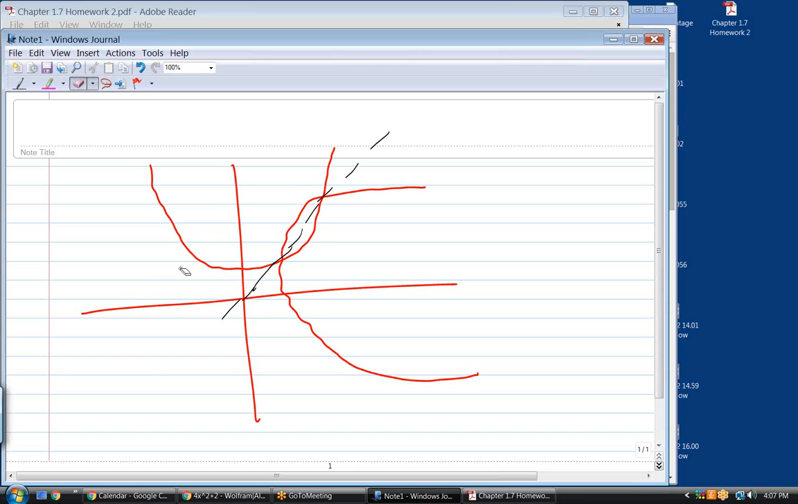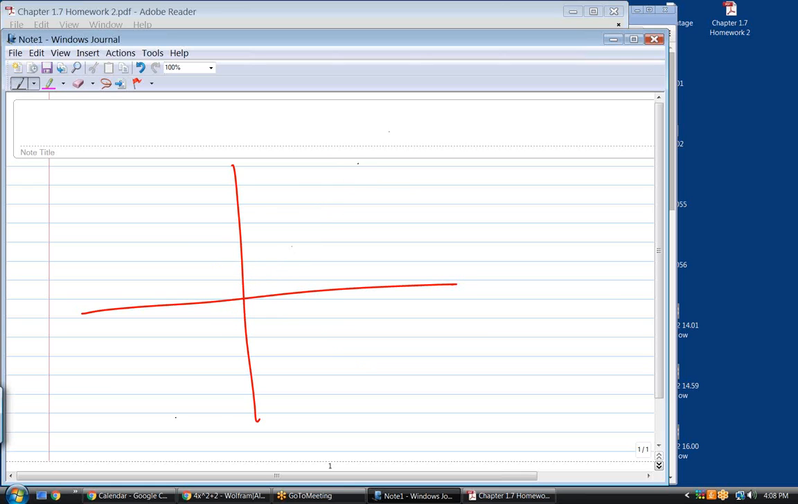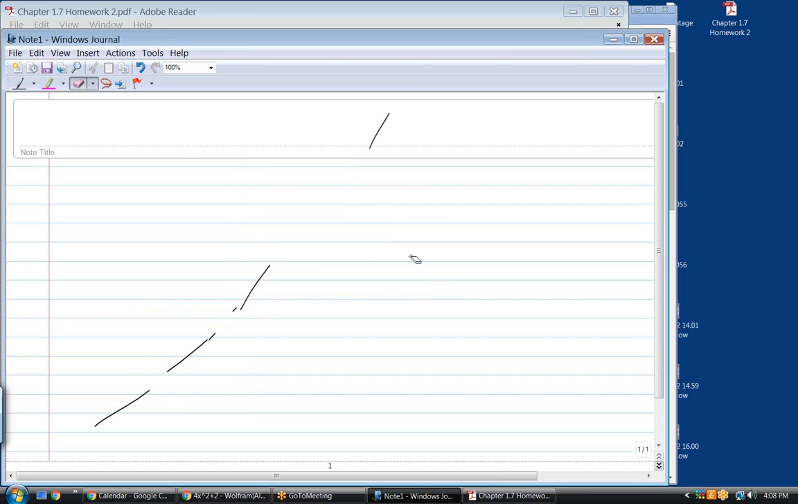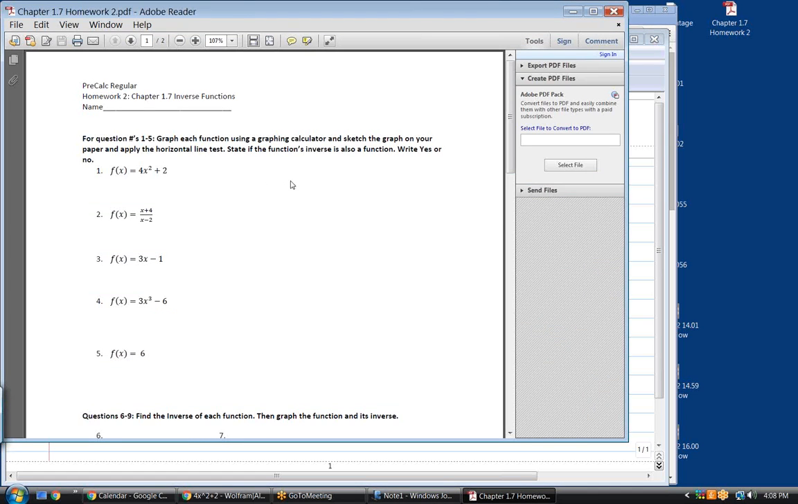If I take my x cubed, I can reflect that over that imaginary dotted line, and it reflects just fine. It reflects into something that looks like that, which is still a function. It's 1-to-1. So when you have 1-to-1, you can get an inverse on it. Now, this actually does have an inverse.